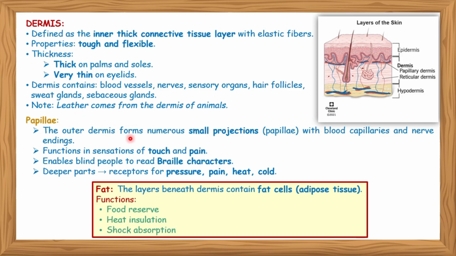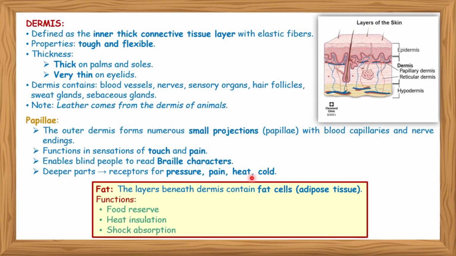Papilla. The outer dermis forms numerous cellular projections like papilla with blood capillaries and nerve endings. Their functions are in the sensation of touch and pain. It enables blind people to read braille characters. This is the function of the braille character. Touching or sensing the braille character is the function of the papilla of the dermis layer. In the deeper parts, receptors for pressure, pain, heat, and cold are located in the dermis.